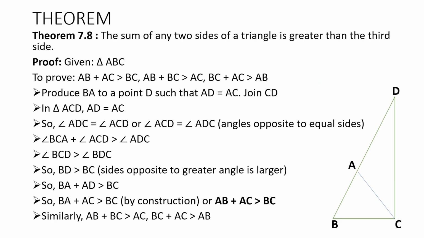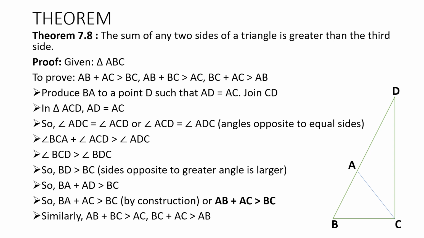Next important theorem, theorem 7.8. The sum of any two sides of a triangle is greater than the third side. So if you are given a triangle ABC, we have to prove that AB plus AC is greater than BC. Similarly, AB plus BC is greater than AC and BC plus AC is greater than AB. First of all, produce BA to a point D such that AD is equal to AC. Join C and D.